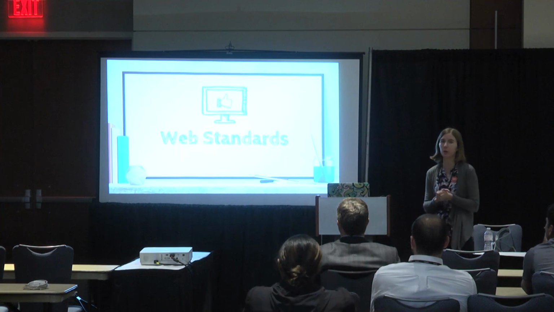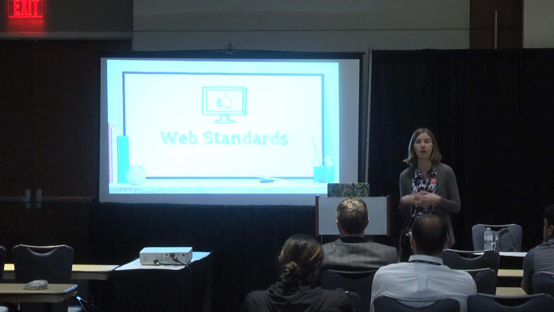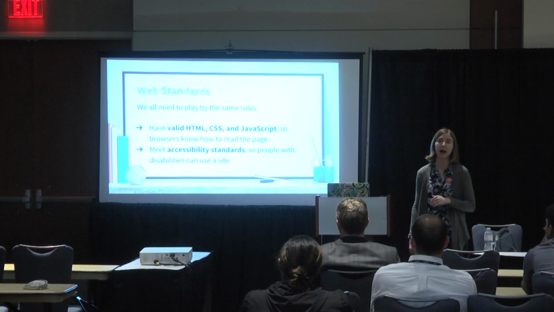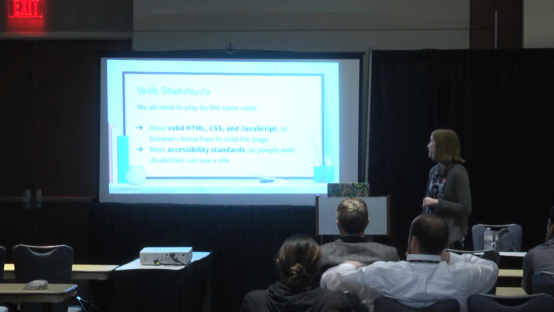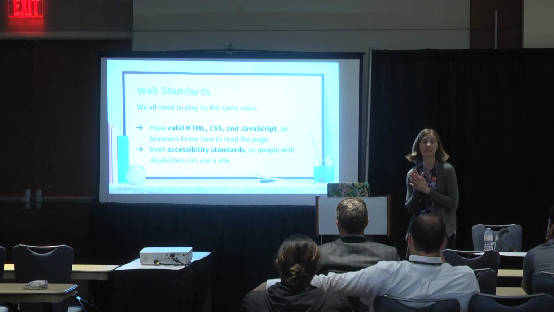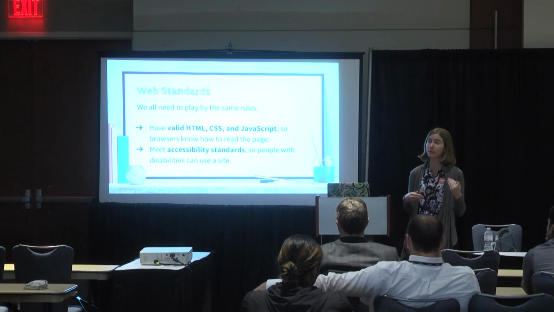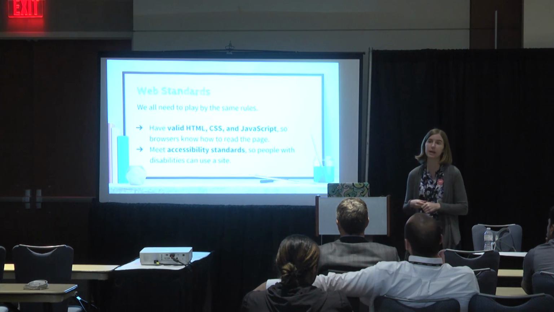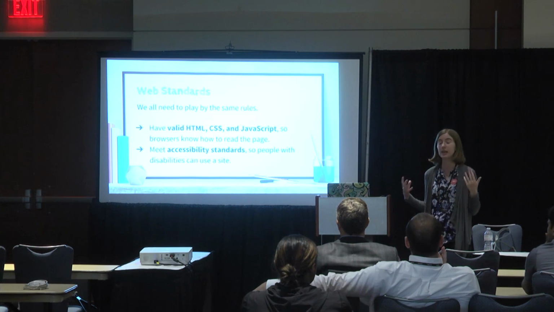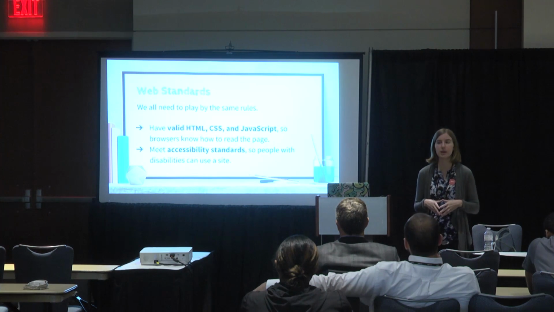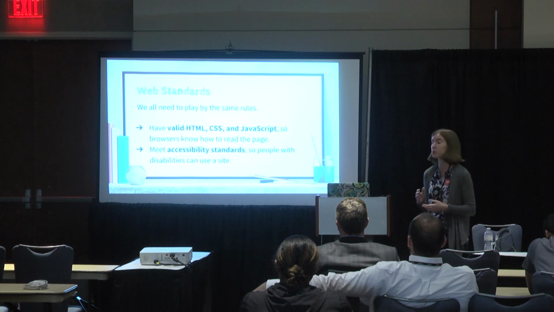Web standards. So we want to make sure that we're playing by a certain set of rules. It makes the web a wonderful place for everyone. So the first thing we want to think about is we want to have valid HTML, CSS, and JavaScript so that browsers know how to read the page. We also want to meet accessibility standards so that people with disabilities can use the site. For example, if they are visually impaired, we want to make sure that they can see the text. If they are using a screen reader, we want to make sure that there are alt tags in place so that when the picture comes up blank, they know what it's a picture of. We want to make sure we're using closed captioning if we have videos. These are things that are going to help make it accessible so that everybody can use it.